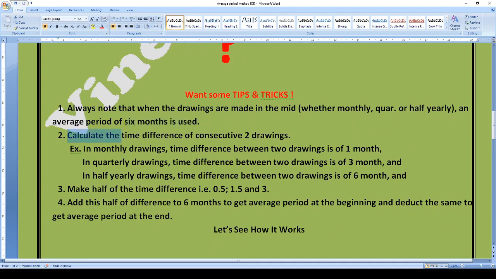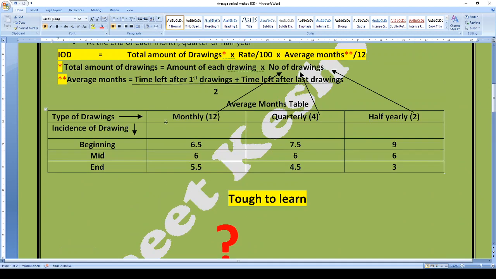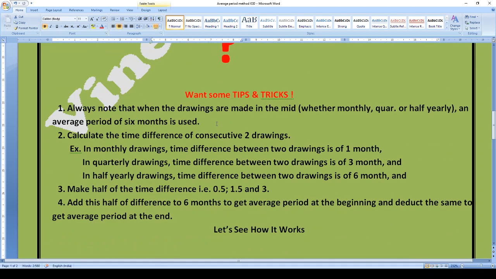Second thing, calculate the time difference of two consecutive drawings. What will be the difference between two drawings when the drawings are made monthly? What is the difference of time between two drawings? In case of monthly drawings, the time difference between two drawings is 1 month. In quarterly drawing, the time difference between the two drawings is 3 months, and in half yearly drawings, the time difference between two drawings is 6 months. Whether you made it at the beginning or at the mid or at the end.